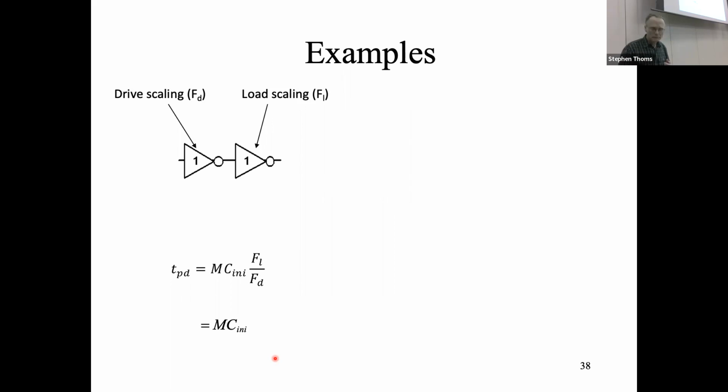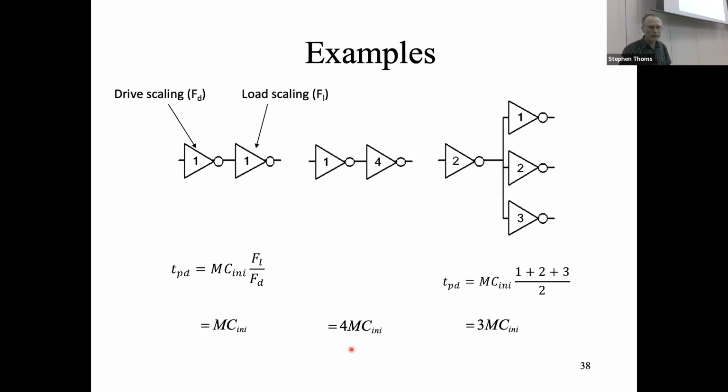You've got a drive scaling factor of 1, load scaling factor of 1, then your propagation delay is just simply M times C. I'm using the numbers here for the unit inverter. Of course, if you've got a bigger load, then the time for the propagation delay goes up by that ratio, so it goes up by a factor of 4 here.